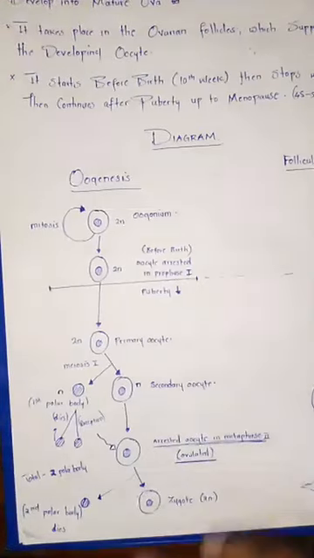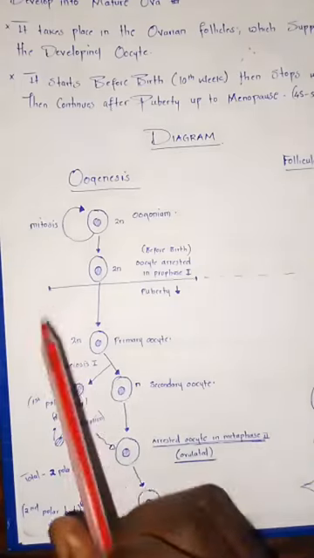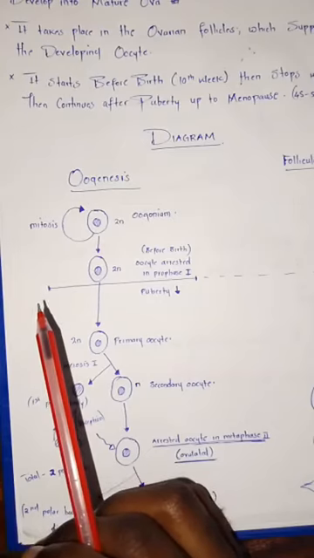Okay, so now this is the whole process of oogenesis that has been summarized in this diagram that you are seeing here. What happens under oogenesis, as we have heard, is just the formation of the female gametes from the primordial germ cells. This whole process actually takes place in 3 stages.